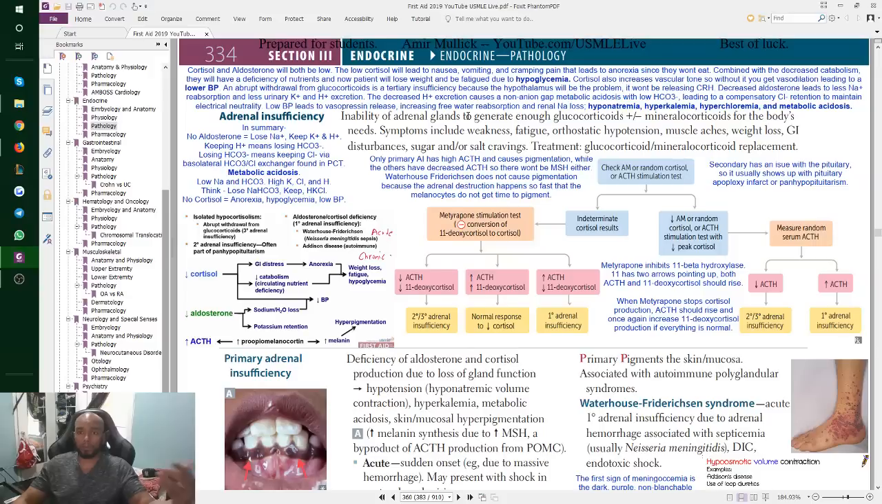Symptoms are going to include the lack or loss of those things, right? Include weakness, fatigue, orthostatic hypotension, muscle aches, weight loss, GI disturbances, sugar or salt cravings. And to treat it, thankfully, all you really have to do is replace those things.